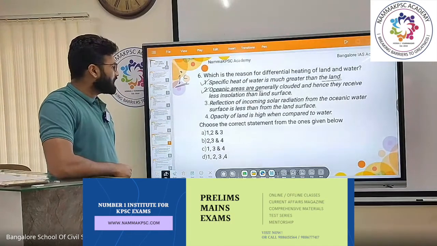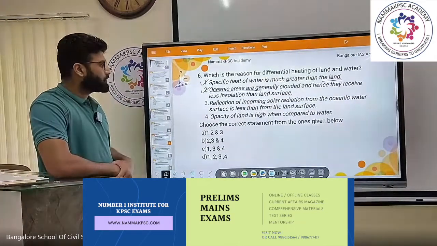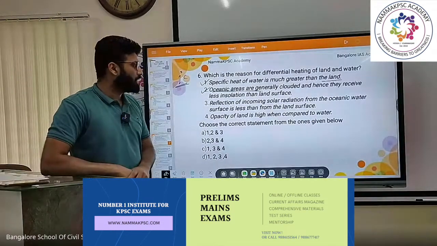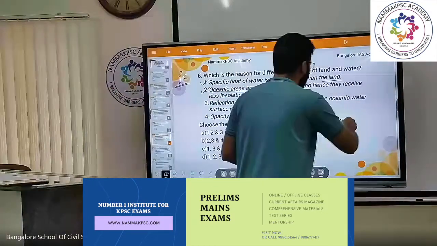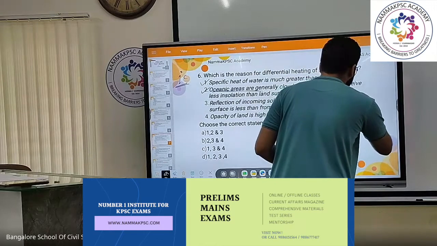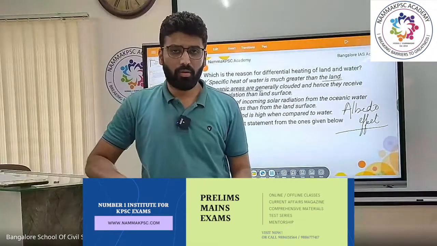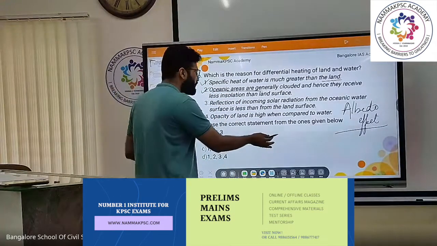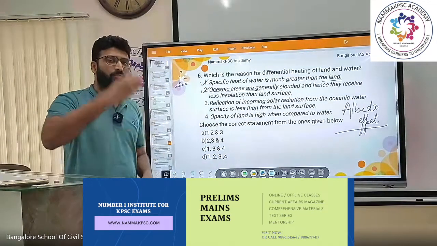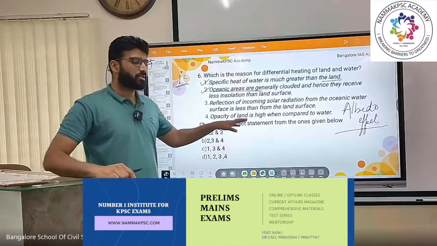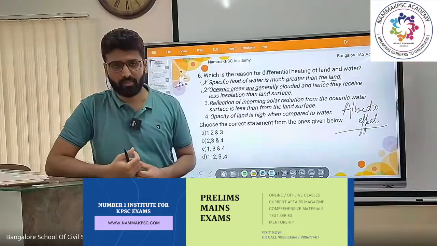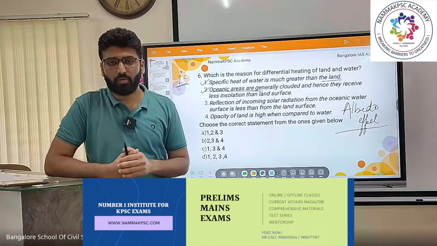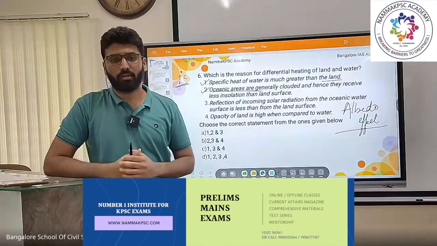The third statement says reflection of incoming solar radiation from the oceanic water surface is less than from the land surface. Now, you would have heard of this concept, albedo effect. What is albedo? Albedo means reflection of the incoming solar radiation. So anything which is light in color, say white color, for example, will reflect all of the sunlight. Whereas anything which is darker in color will absorb all that solar radiation. So if you take glaciers, ice sheets, for example, it has very high albedo effect, meaning it will reflect almost all of the solar radiation.